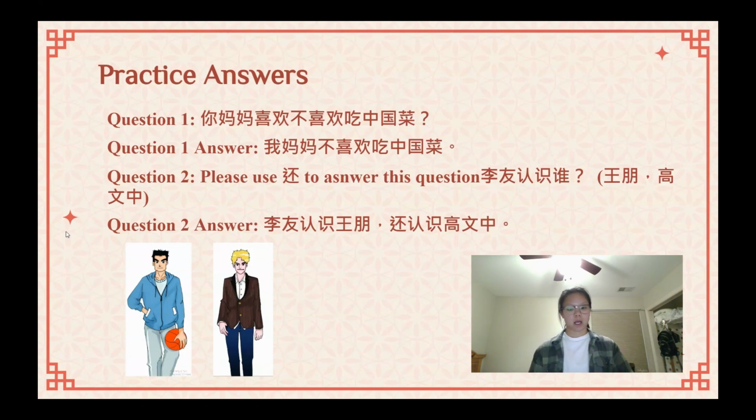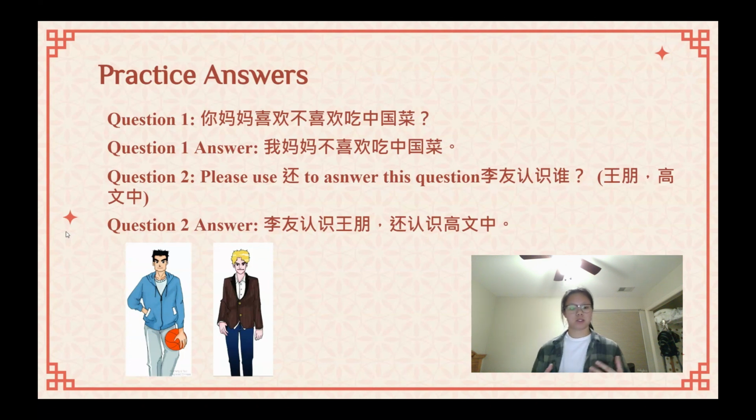Question two. We went over the word 也, and 也 means also, but 也 is different from 和. From previous, 和 can join two different things, while 也 has to be the same object. So I wanted you to answer my question, 李友认识谁? I wanted you to answer who Leo knows. And Leo knows Wang Peng and Gao Wenzhong.